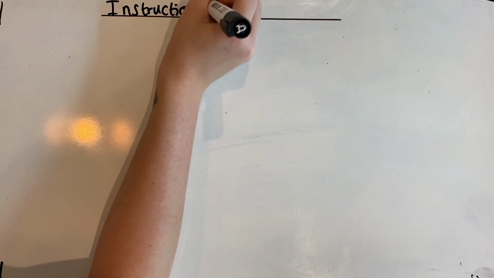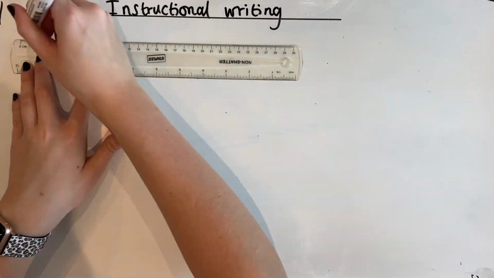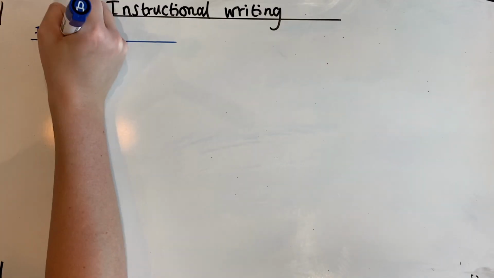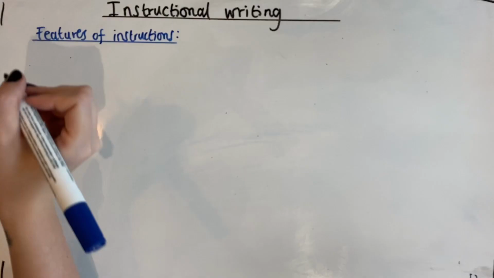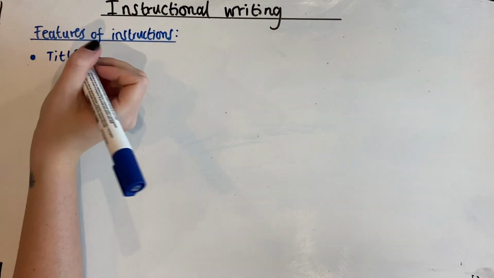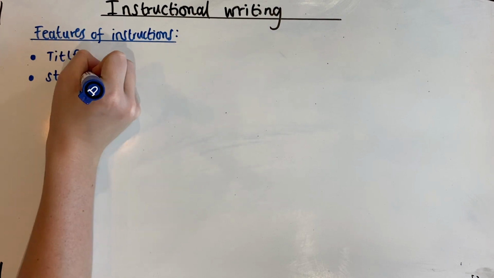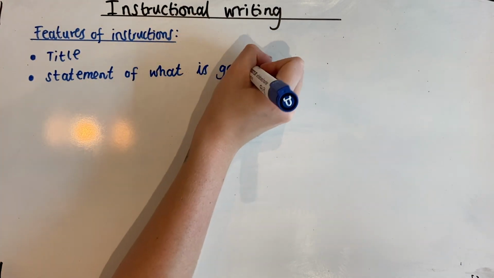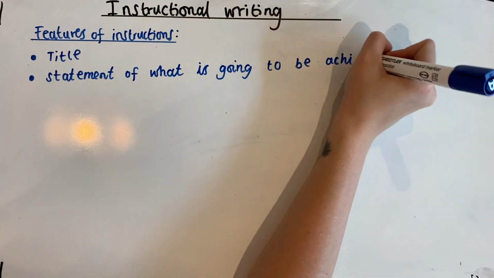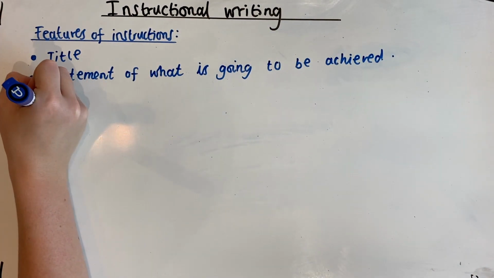So now we're going to look at the features of instructions. So all the things that you need to include when you're writing a set of instructions. So let's take a look at the first thing you need to include. A title. So a title of what you're going to be instructing somebody to do. A statement of what is going to be achieved. So this is kind of like a little description paragraph. Equipment list. So all the materials you're going to need.